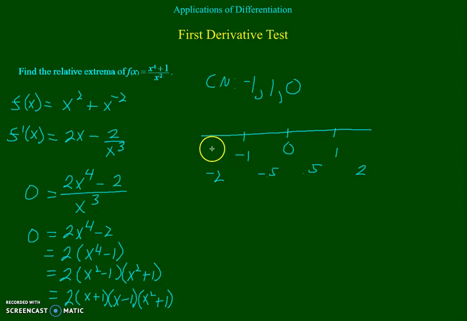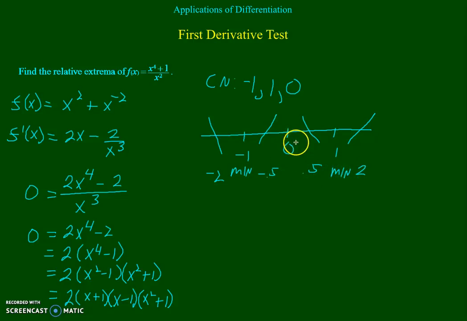So at negative 2, we are negative. At negative 0.5, we're positive. At 0.5, we're negative again. And at 2, we're positive. So here we have a minimum. Here we have a minimum.